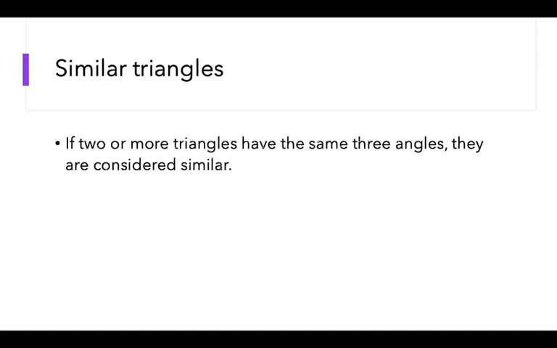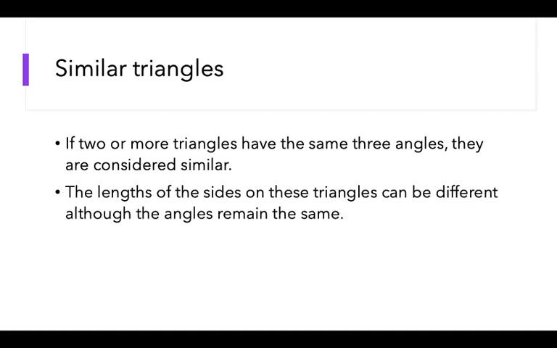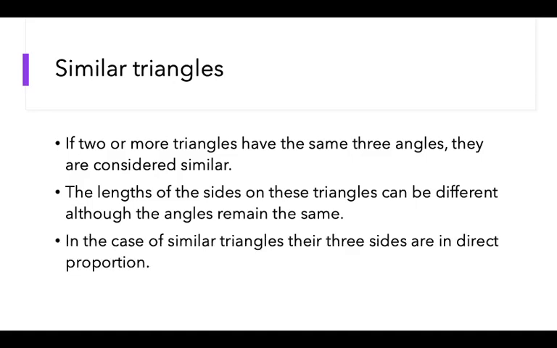Similar triangles. If two or more triangles have the same three angles, they are considered similar. The lengths of the sides of these triangles can be different, although the angles will remain the same. So in the case of similar triangles, their three sides are in direct proportion.